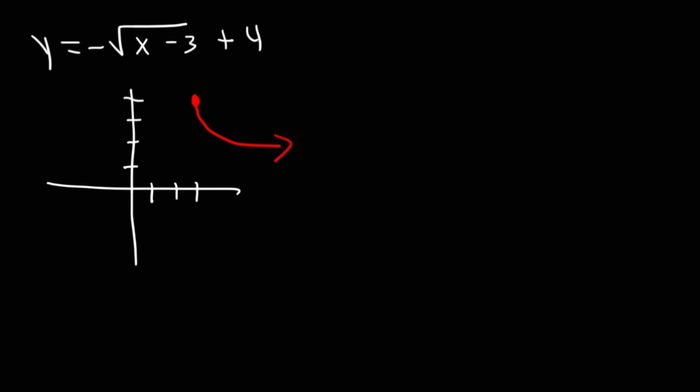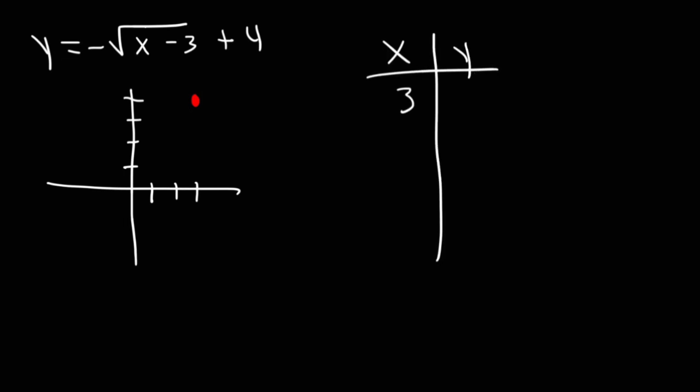And if you're not sure, you can plug in points. So if we were to make a table, if you plugged in 3, this would be 0 plus 4, you'll get 4. If you plug in 4 as your next point, you'll have 4 minus 3, which is 1. The square root of 1 is 1, but we have a negative sign, so -1 plus 4 will give us 3. And then the next point I would pick is 7, because 7 minus 3 is 4, which is a perfect square. Square root of 4 is 2, but with the negative sign, that's -2 plus 4, +2. So if you were to plot the points, you could see where it's going. The next one is 4, 3, and then it's 7, 2. So we have the right direction.